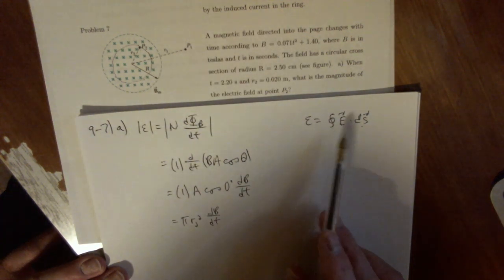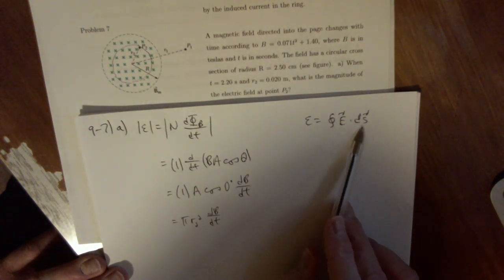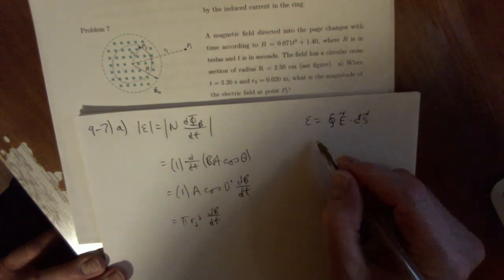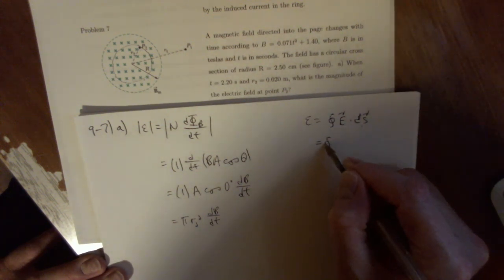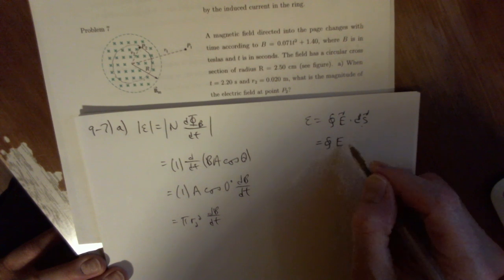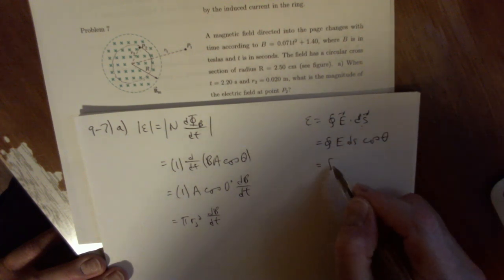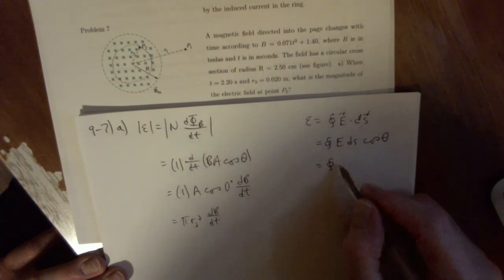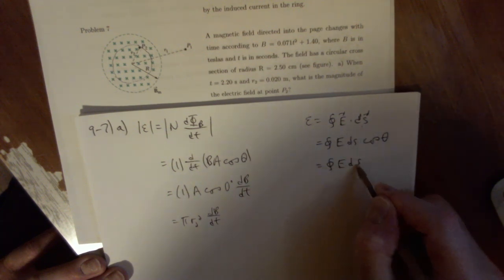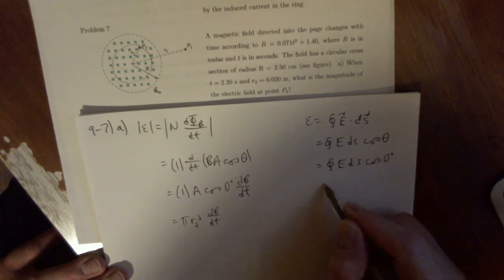But in any case, it's going to be tangent to the circle, as is the bit of arc length. So because of that, they're parallel to each other. So I get E ds cosine theta because they're parallel to each other. That's just the dot product. Because they're parallel, it's E ds cosine 0 degrees again.